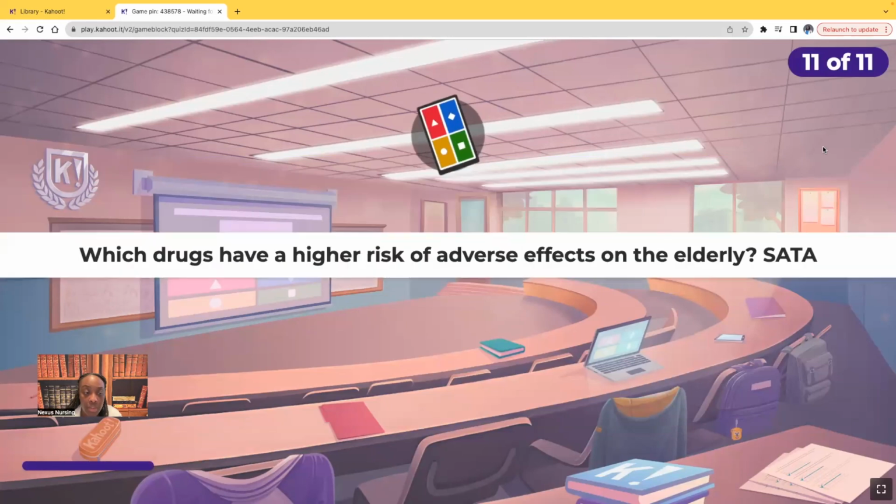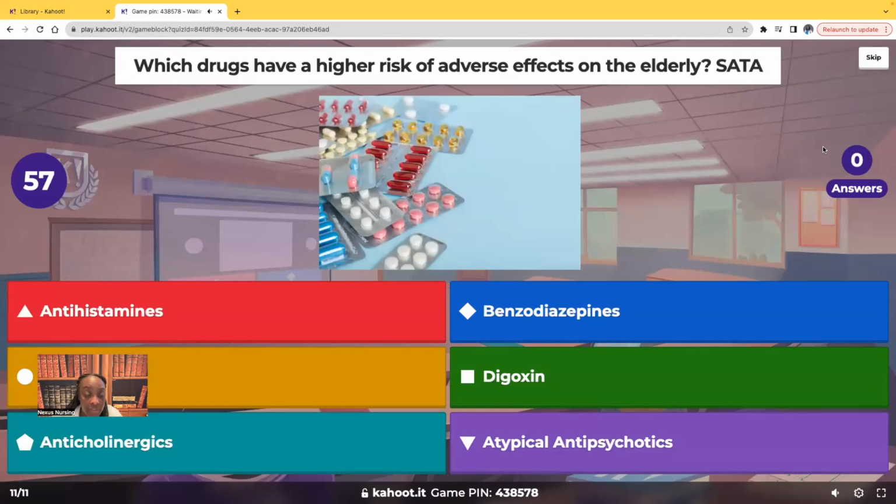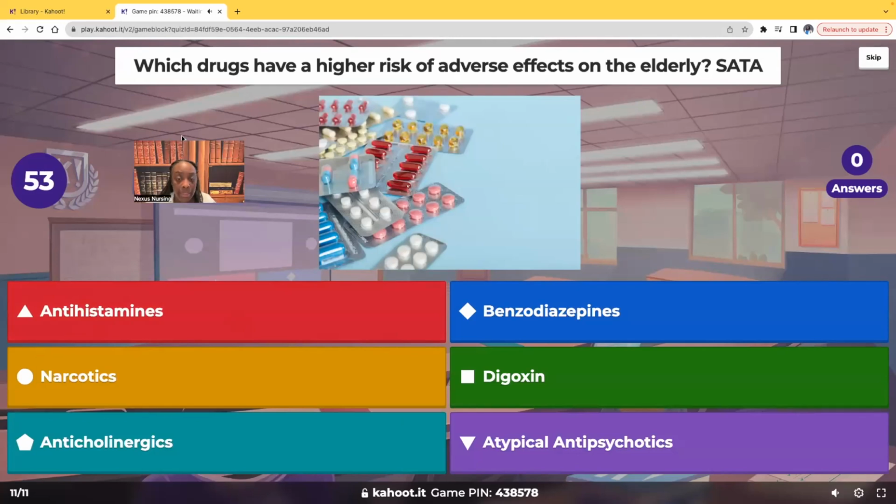All right, select all that applies. Which drugs have higher risk of adverse effects on the elderly? Select all that applies. I'm sorry, I gotta move my face. Antihistamines, benzos, narcotics, digoxin, anticholinergics, atypical antipsychotics. Which drugs have a higher risk of adverse effects on the elderly?